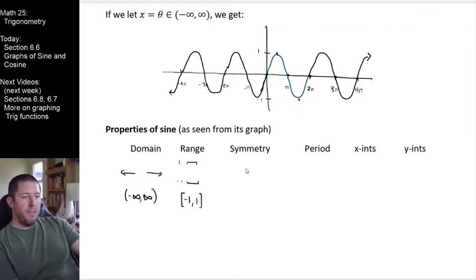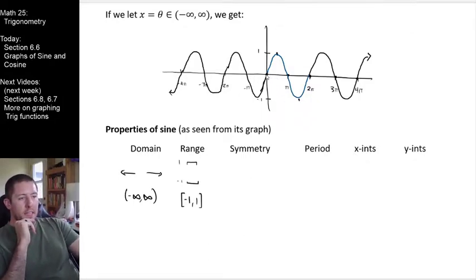For our symmetry for this one, this one's a little bit harder for us to just visually see right here. But one of the things I think I can see here, for example, is that if I pick the positive angle here of like pi halves, I get +1. But I'm also seeing that if I were to pick the same angle but negative pi halves, I'm getting -1 right here.